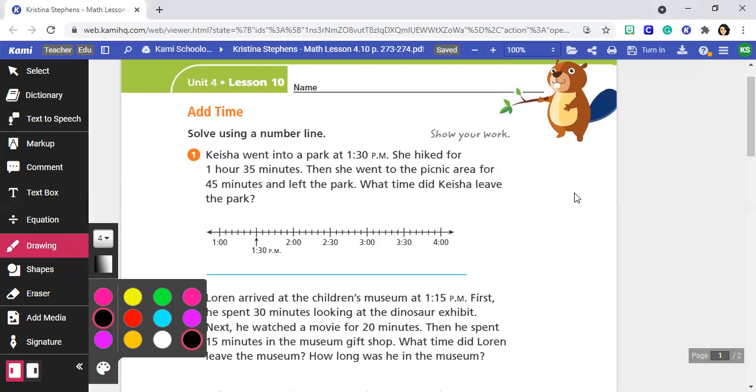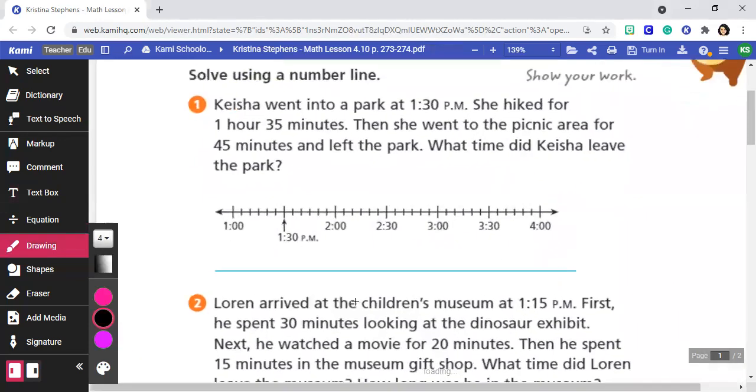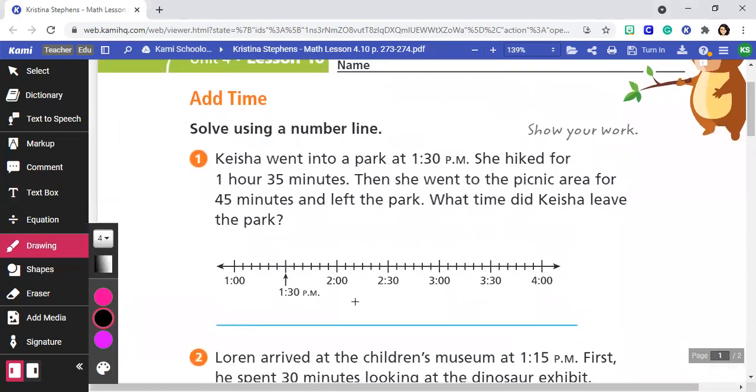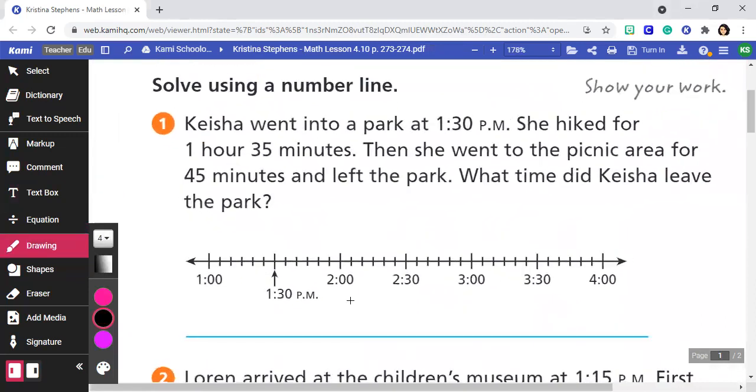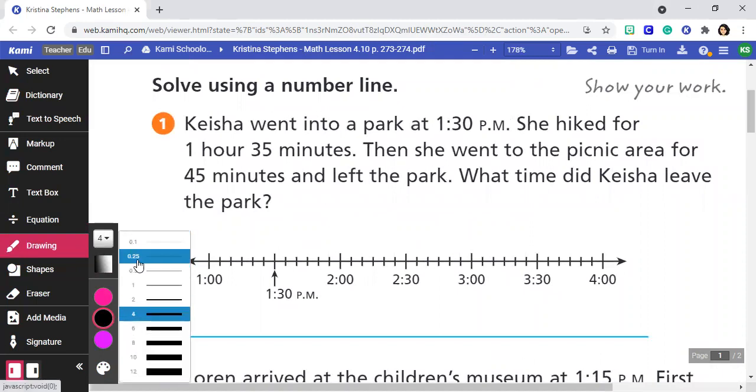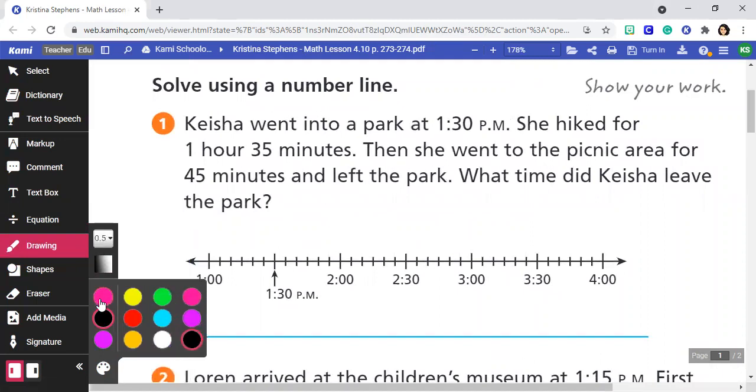Number one, and we're going to solve this using a number line. It says Keisha went into a park at 1:30 p.m. She hiked for 1 hour 35 minutes. Then she went to the picnic area for 45 minutes and left the park. What time did Keisha leave the park? I'm going to zoom in to be able to annotate a little bit easier on this computer screen. I should probably change my stroke thickness, and I think I want to use red.